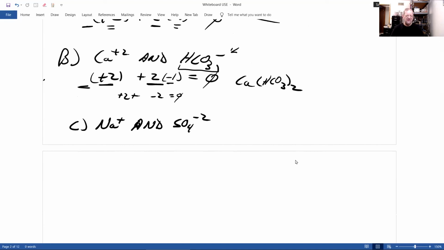And why don't you try this last one? Write the empirical formula for the molecule with sodium plus cation and sulfate SO4 -2 anion.